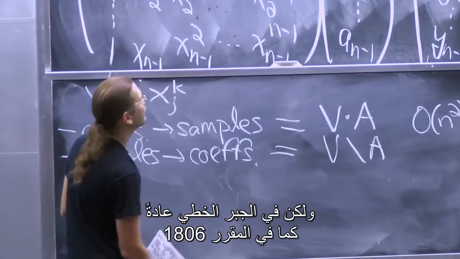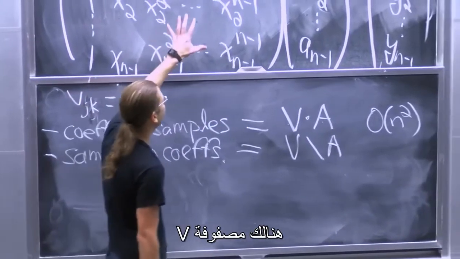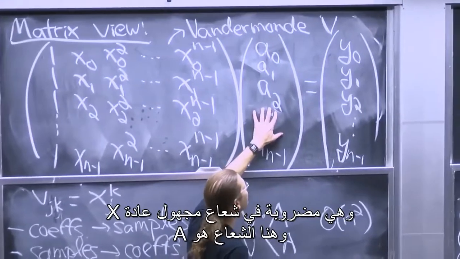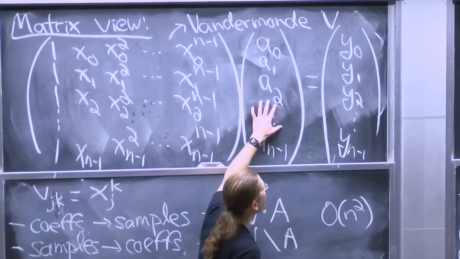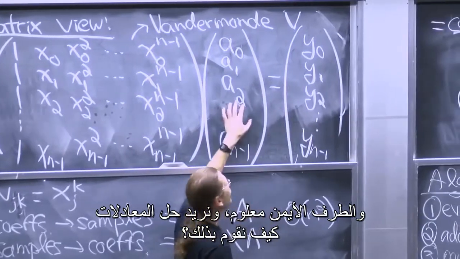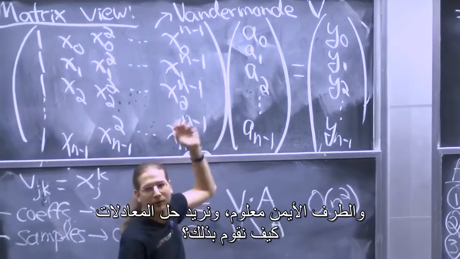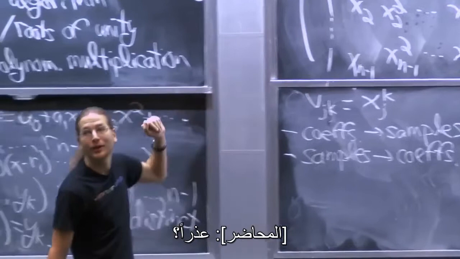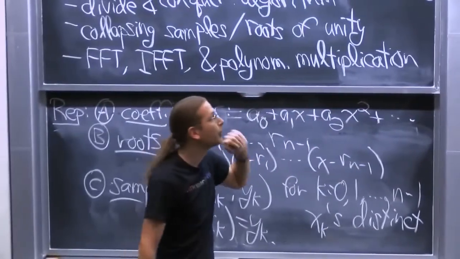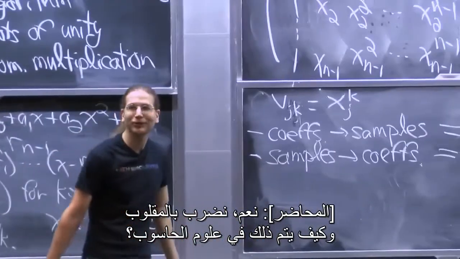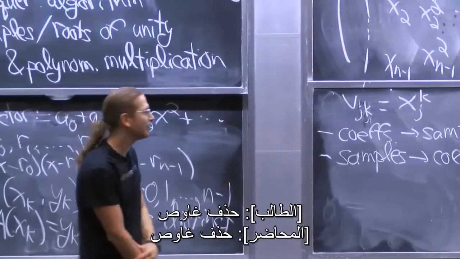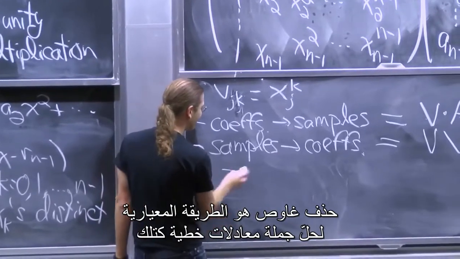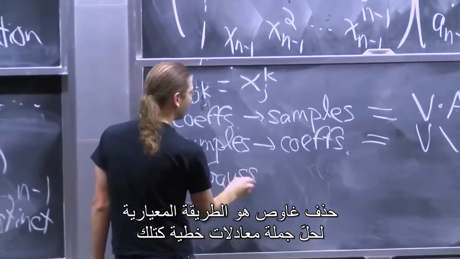But usually in linear algebra, like 1806, you have some matrix V times some unknown vector. Usually it's called X. Here it's called A. And you know the right-hand side, and you want to solve for this. How do you do it? Multiply by the inverse. Yeah. How do you do it in computer science? Gaussian elimination. Turns out inverse is the right answer here, but Gaussian elimination would be the standard way to solve a linear system like that.